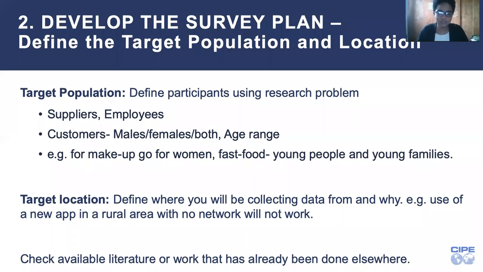The target location: you need to specify where exactly you're collecting your data. If your business is in the middle of the CBD, maybe that's the target market you want to introduce a specific product to. You can decide to position people at strategic locations to ask questions, and at specific times. For example, if you're trying to introduce and market a specific app in a rural area where there are no smartphones or no network, then that will not work. You need to justify it.